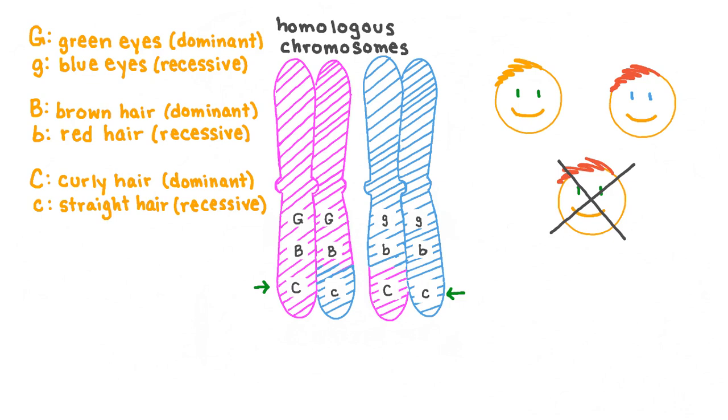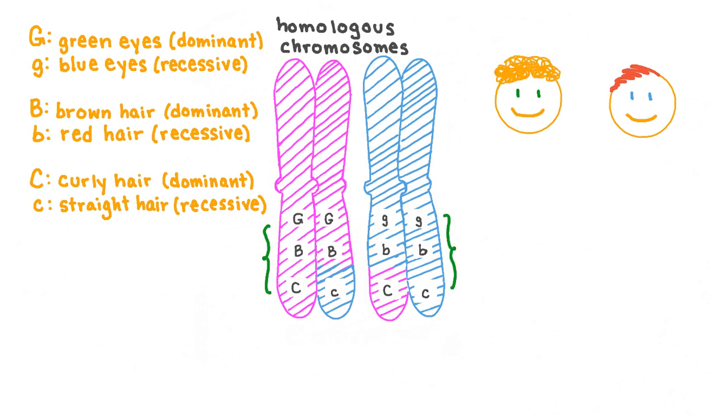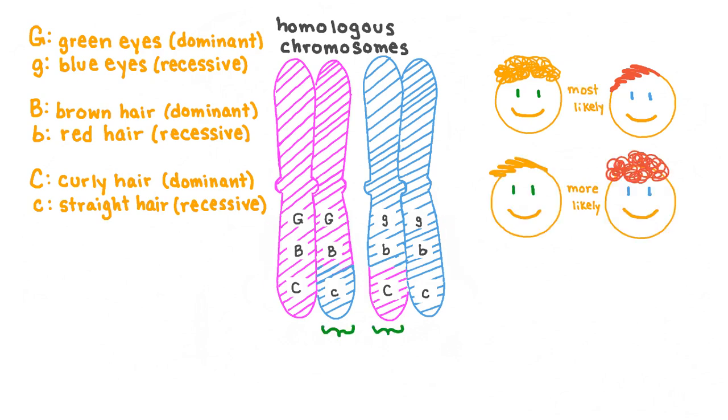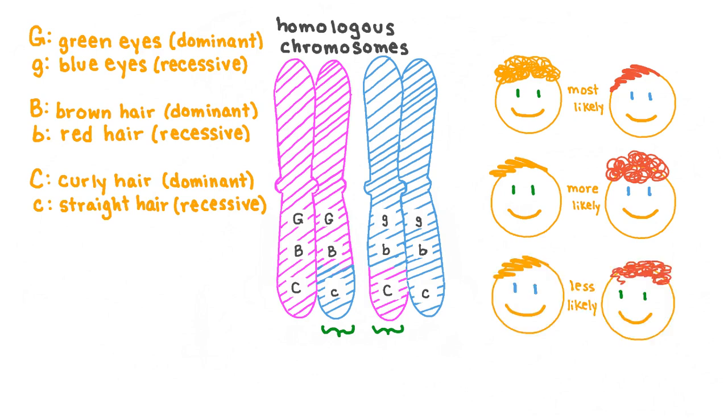On the other hand, gene C is located further away on the chromosome and is less closely linked. So in this case, where the original chromosomes carried either all dominant alleles or all recessive alleles for these traits, so that these would be the most common combination of traits in the offspring, we would be more likely to see offspring with straight brown hair and green eyes or curly red hair and blue eyes than we would be to see different combinations of eye color and hair color.